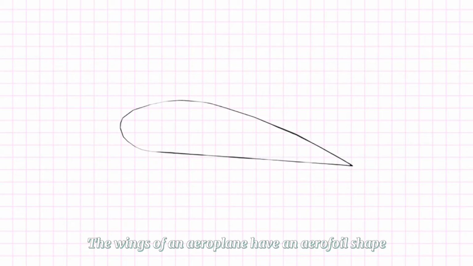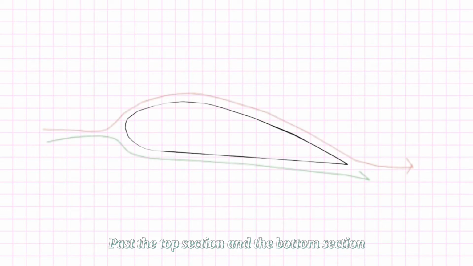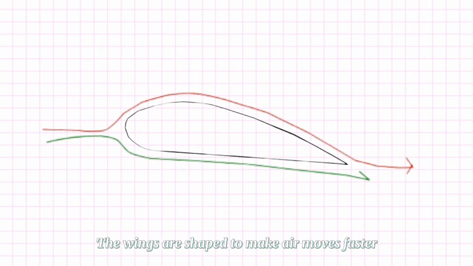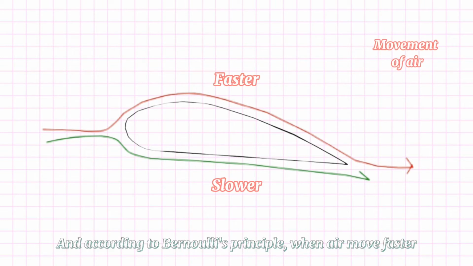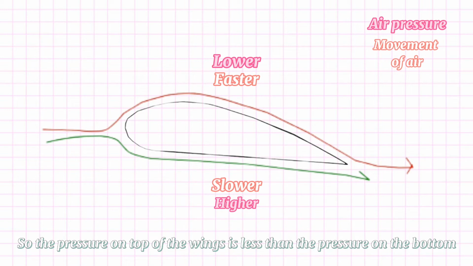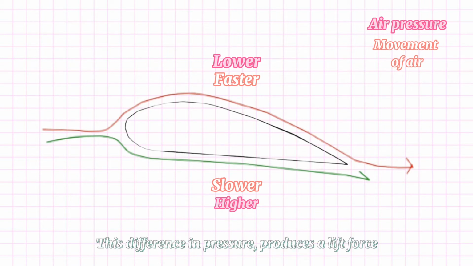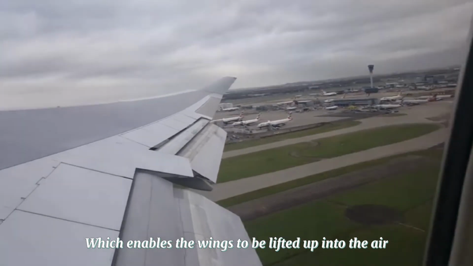The wings of an airplane have an aerofoil shape which causes air to flow at a different speed past the top section and the bottom section. The wings are shaped to make air move faster over the top of the wings, and according to Bernoulli's principle, when air moves faster, the pressure of the air decreases. So the pressure on top of the wing is less than the pressure on the bottom of the wing. This difference in pressure produces a lift force acting upwards on the airplane, which enables the wings to be lifted up into the air.